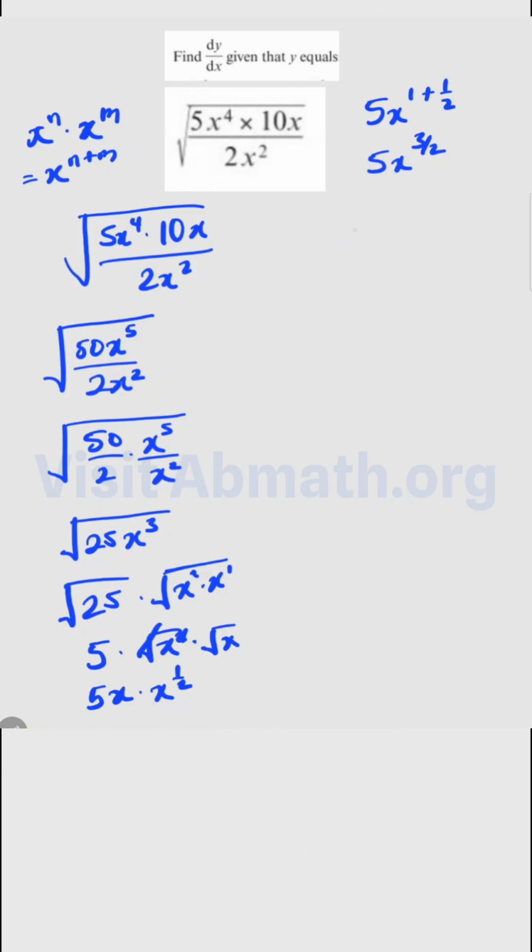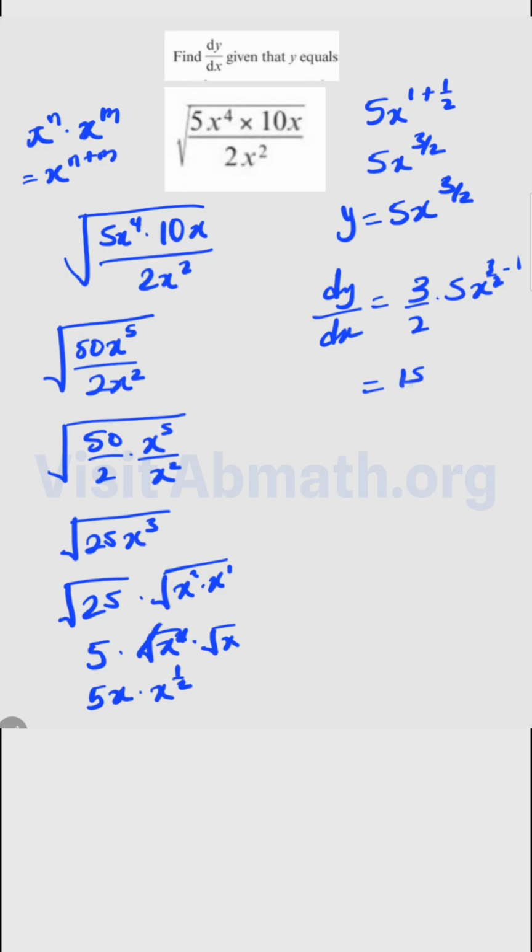So now, of course, this is our y, 5x^(3/2). Let's now find dy/dx. This will now be 3 over 2 multiplied by 5x^(3/2 minus 1). So this is going to give us 15 over 2 x. Now you have 3 over 2 minus 1, which is 3 minus 2 over 2, equals 1 over 2. So it's going to give us x power 1 over 2.